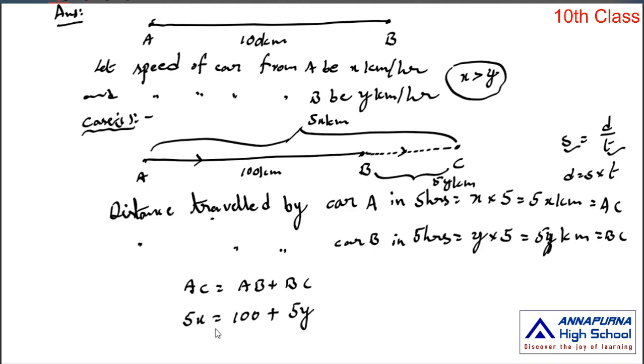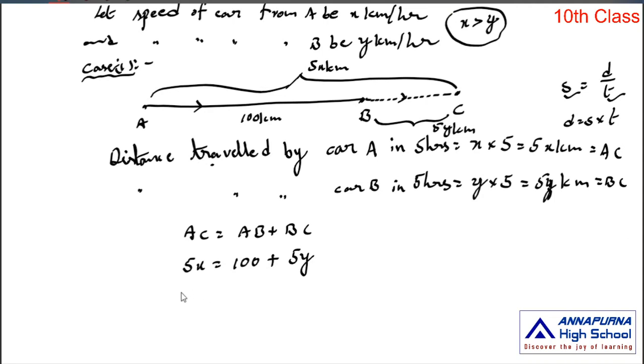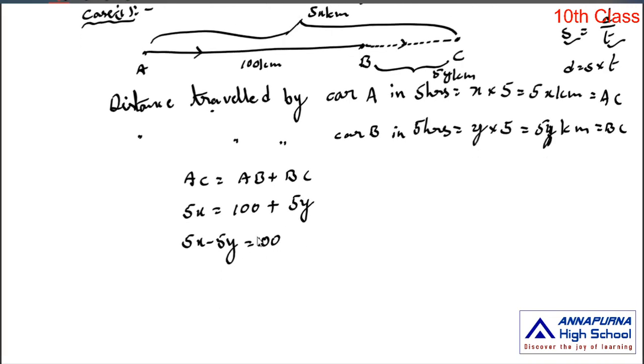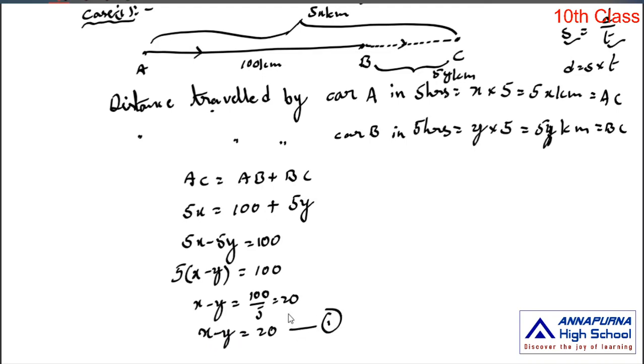Now transpose this 5y to the left side. That implies 5x minus 5y is equal to 100. This is the first equation, or simplify it. 5 is a common factor of the left side, so when you take it out, 5 into (x minus y) is equal to 100. x minus y is equal to 100 by 5, which is equal to 20. So x minus y is equal to 20. This is the first equation.